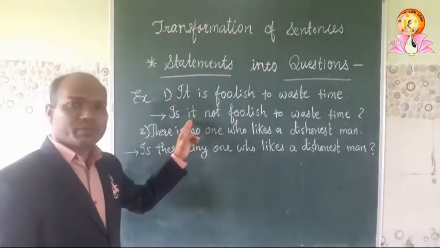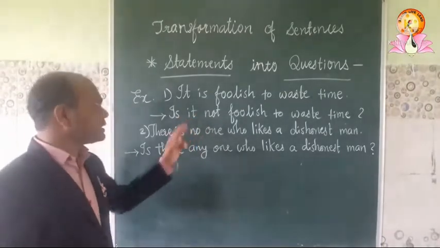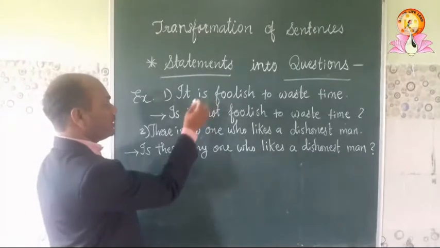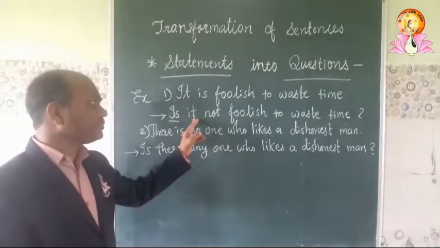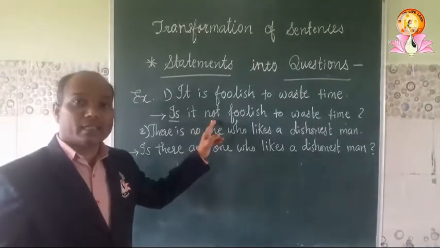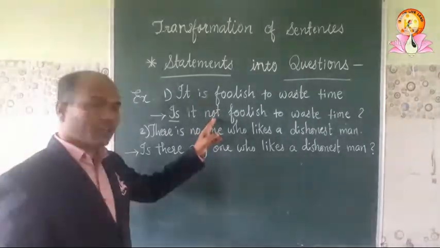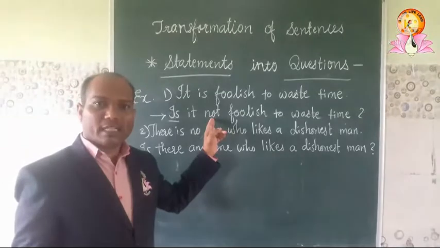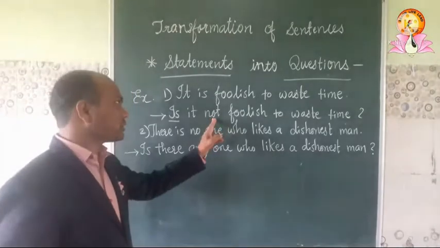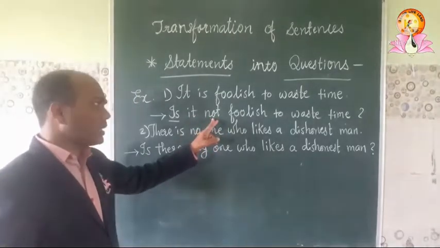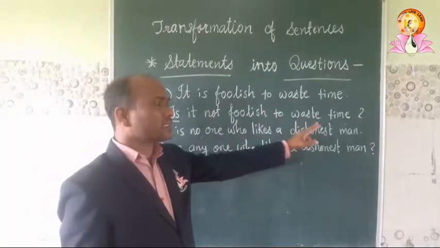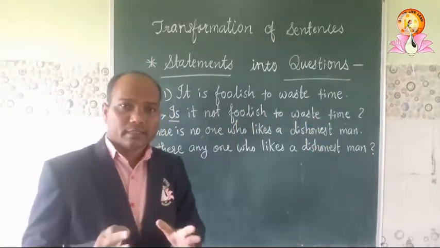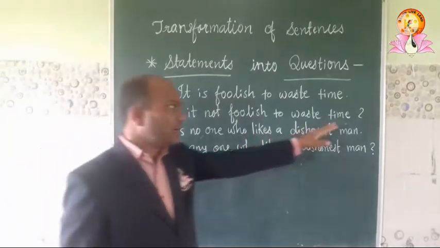Here, let us make a yes-no type of question. First, we have to use the helping verb. Here, the helping verb is. After that, the subject, it. Now, we have to make it a negative question. So, here, not. For making the negative sentence, we have to use not. So, here, after subject, not. Then, the remaining part of the sentence, that is foolish to waste time, and the sentence ends with the question mark.